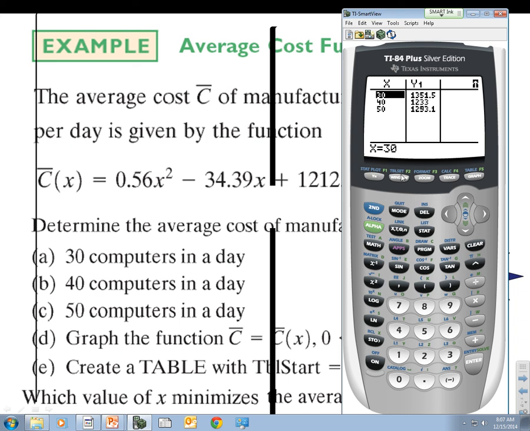So let's go back into our window. Our y min, let's make this 1200. And let's go bigger than that. How about 2000, just to be safe here. And let's go ahead and graph. Okay, there we go. We can see the bottom. It's going to bottom out right there.